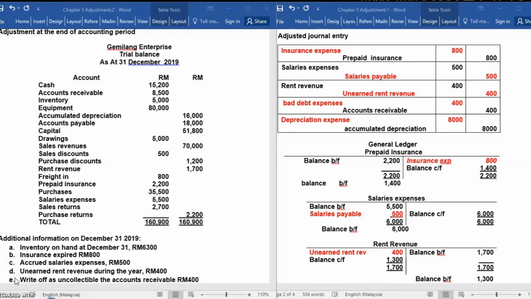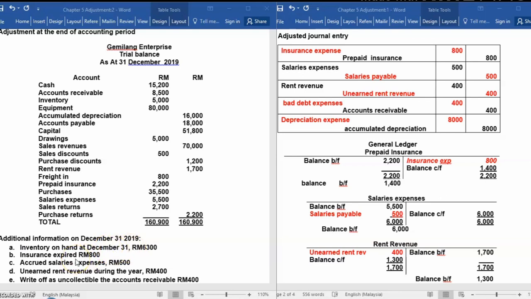Today I would like to discuss adjustments at the end of the accounting period. The question gives a trial balance and additional information, and you are required to prepare the adjusted journal entry, adjusted trial balance, statement of comprehensive income, and statement of financial position. From the question, we look at the additional information. A. Inventory on hand means the ending inventory at the end of the accounting period.